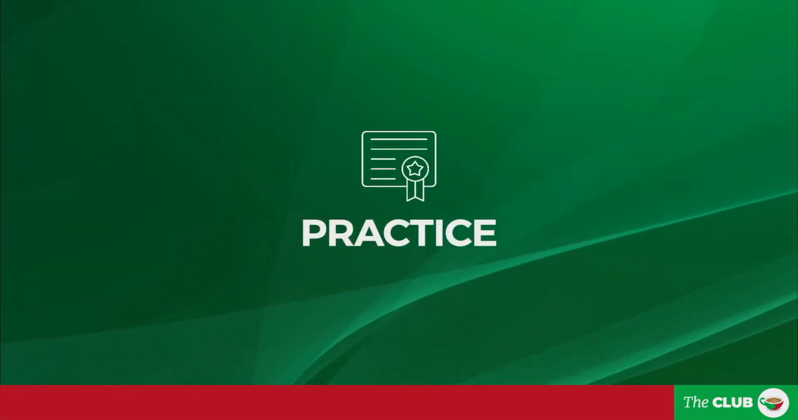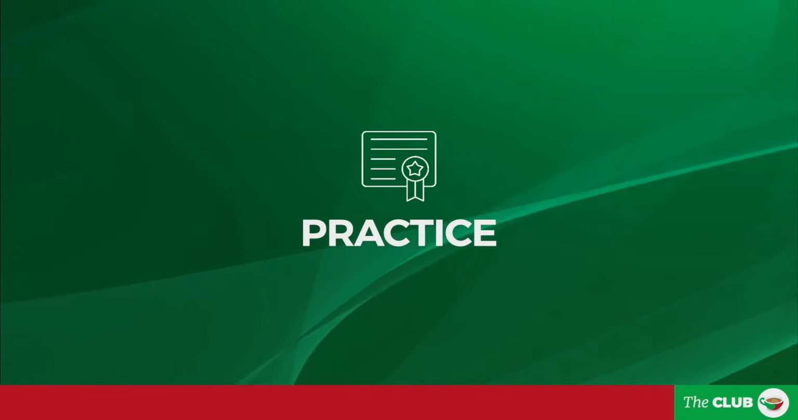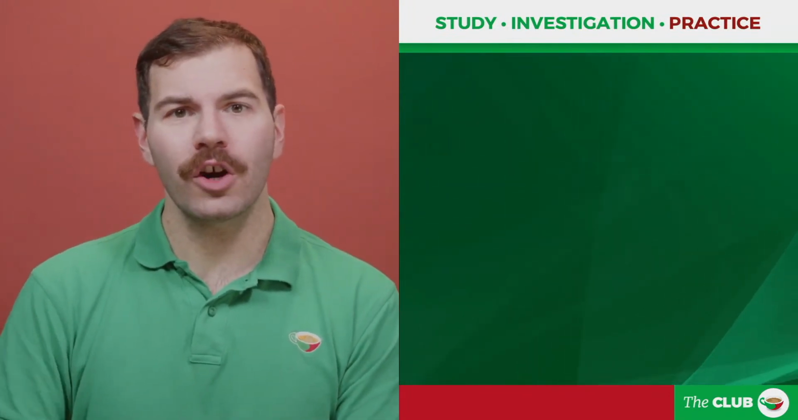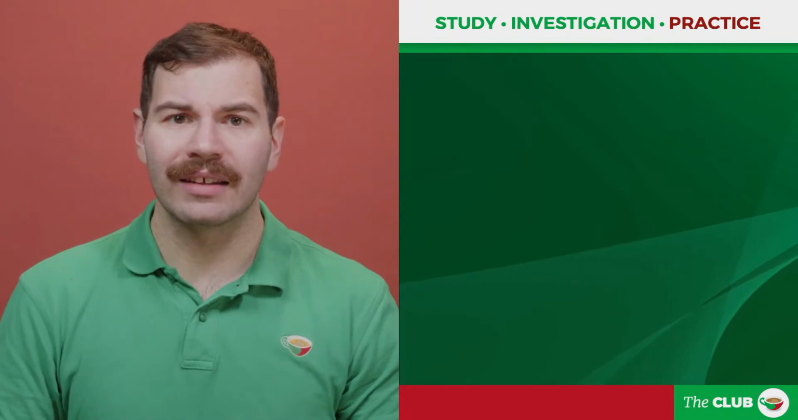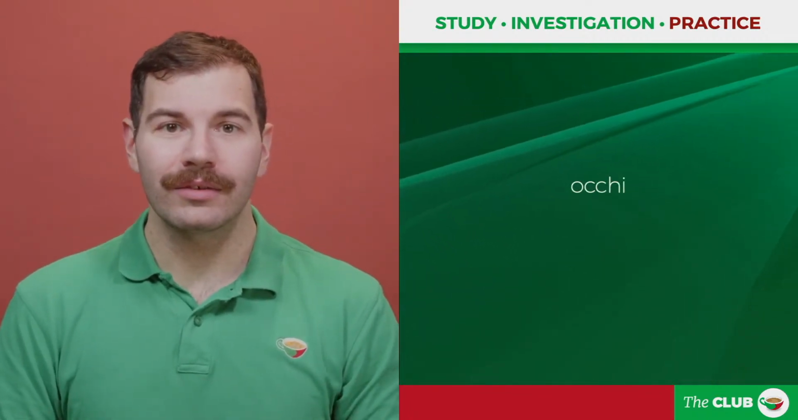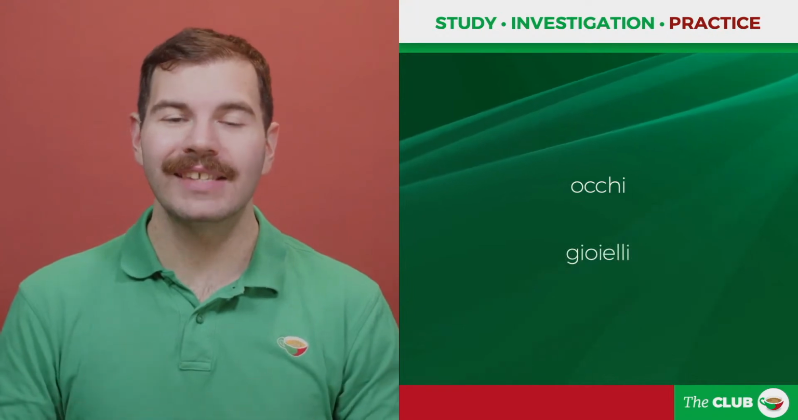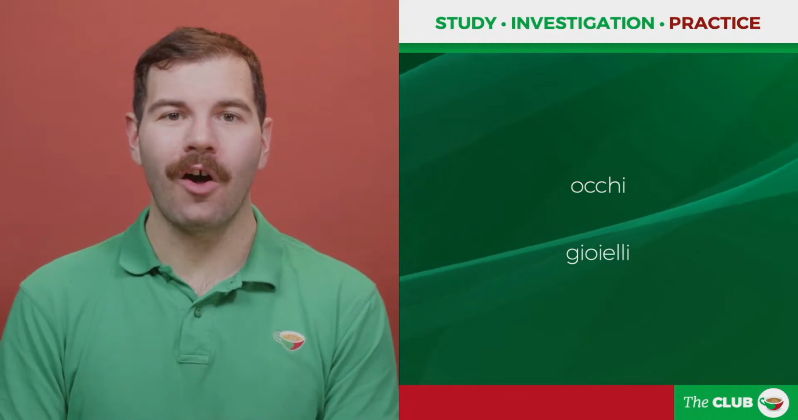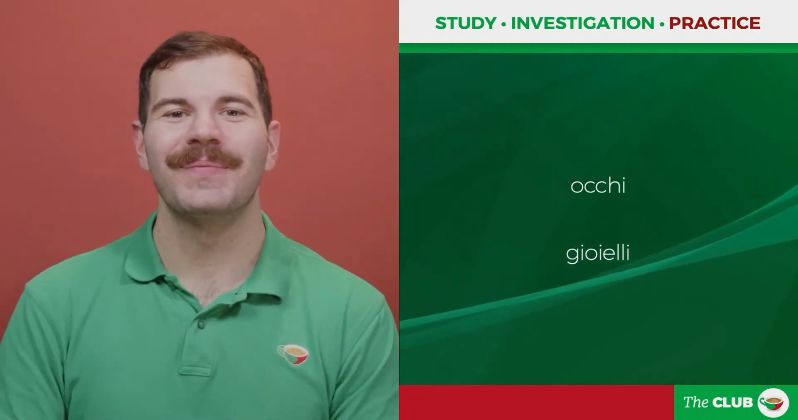It's now your turn to choose the right form of bello in our practice section. You have to choose the correct form of bello for each pair of nouns. We have 10 seconds for each pair. So you just need to add the right form of bello, nothing else. Okay? So the first pair is occhi and gioielli, eyes and jewels. 10 seconds to choose the right form of bello. Starting now.